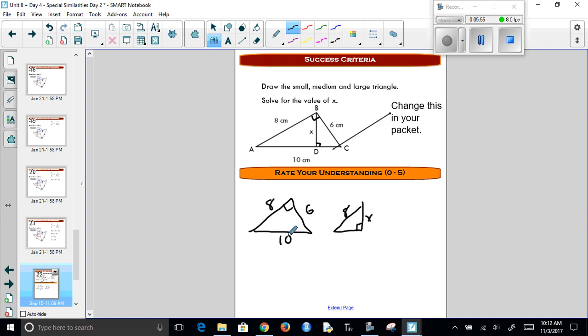So the largest side in this triangle, the hypotenuse, is 10. The hypotenuse in this one is 8. So 10 over 8 is going to equal, now we have to think about this. Is x the largest side in the medium triangle, or the medium side, or the shortest side? It looks like this is the shortest side. So x is going to match up with the 6. So 6 over x. Now we cross multiply and divide. 48 equals 10x. Divide by 10, and x is going to equal 4.8.